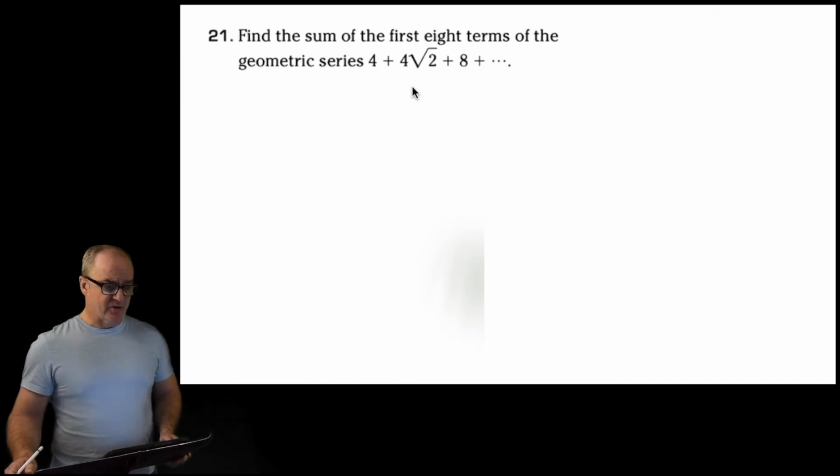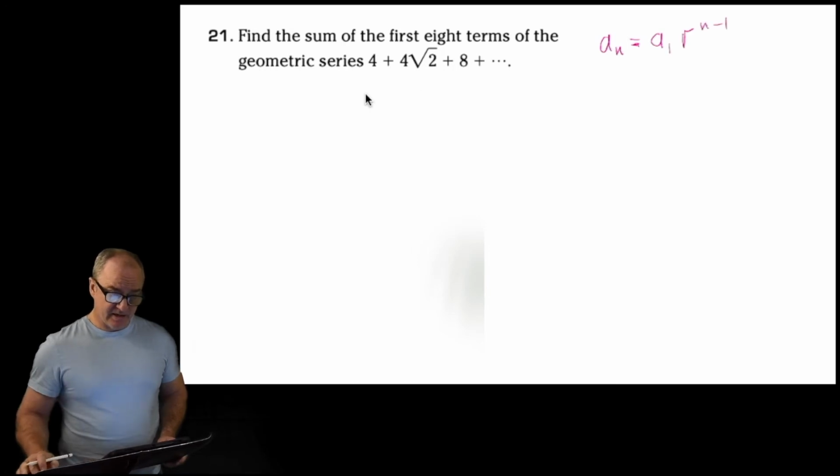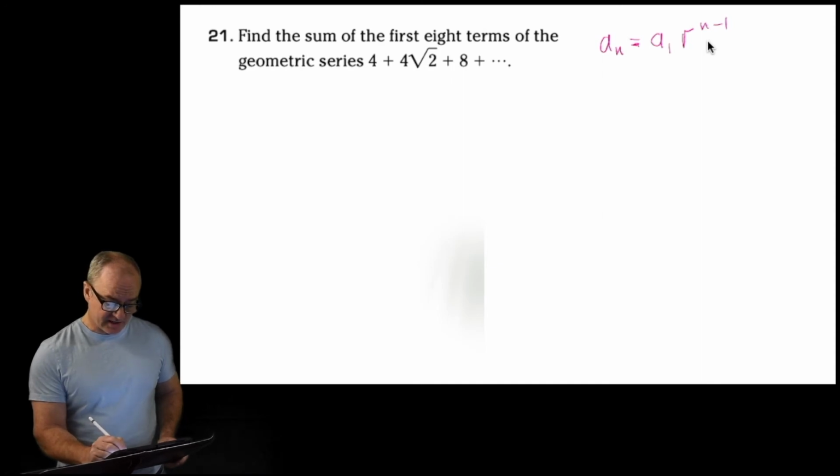Find the sum of the first 8 terms of the geometric series. Okay, so this is a geometric series, and geometric series in general have an explicit rule, a sub 1 times r to the n minus 1. You plug in 5 for n, you get the value of the 5th term. Plug in 10, you get the value of the 10th term. They also have a finite summation formula, where it's the first term times 1 minus r to the n over 1 minus r.